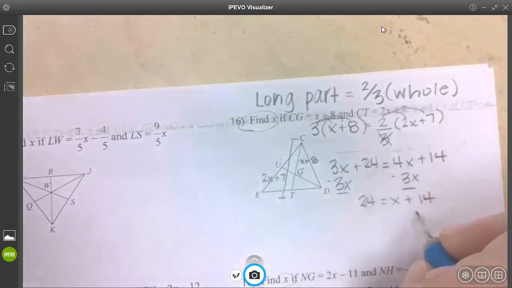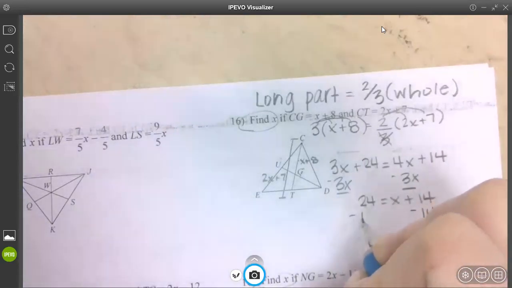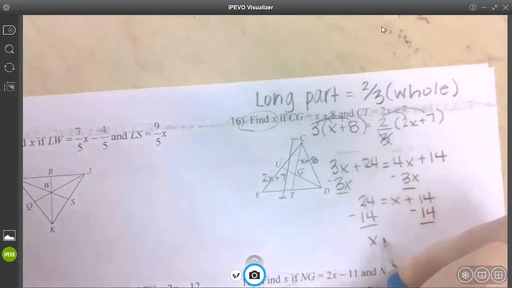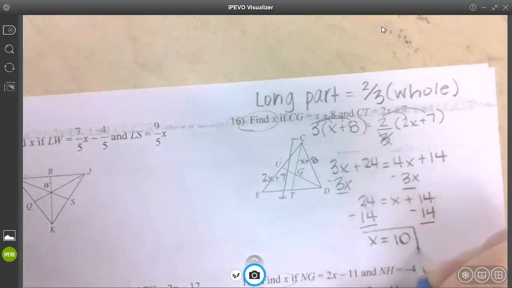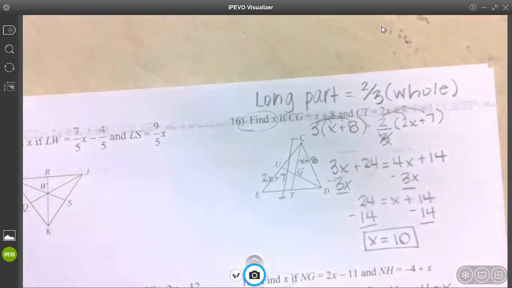We're going to subtract 14. And we're going to get x equals 10. X is what we were looking for.